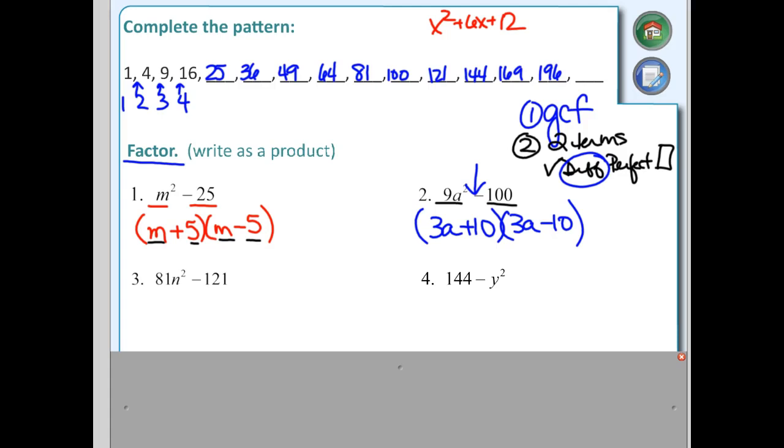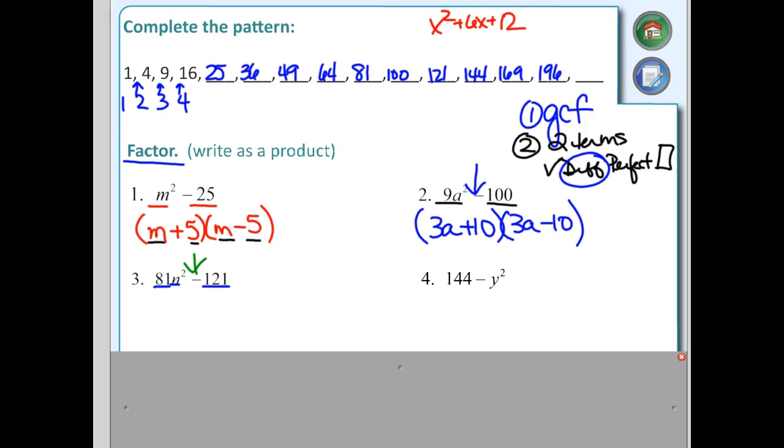So I look, is there a GCF? Well, between 81 and 121, there's no GCF. There's only 2 terms. Are they perfect squares? Well, 81's a perfect square. Now, how do you know your exponent's a perfect square? Well, you know if the exponent is even, so n squared is a perfect square. 121 is a perfect square. And yes, we do have a minus sign in between, so this fits the category of difference of perfect squares.